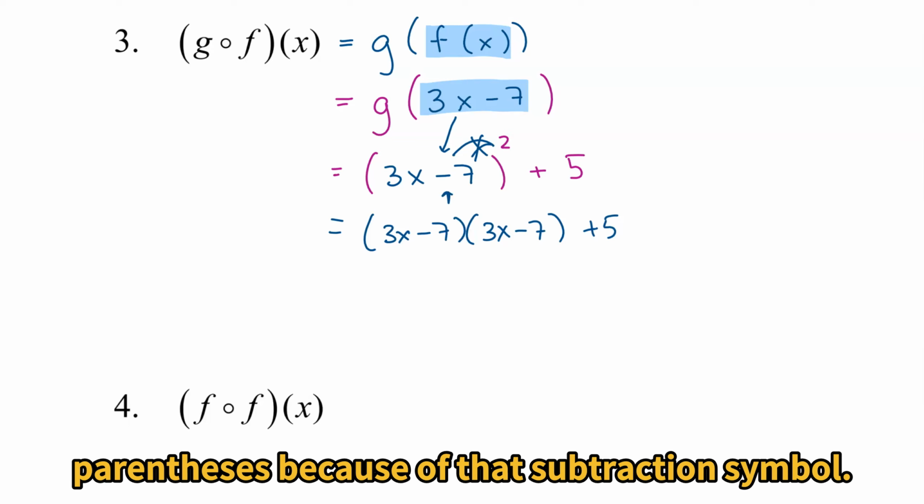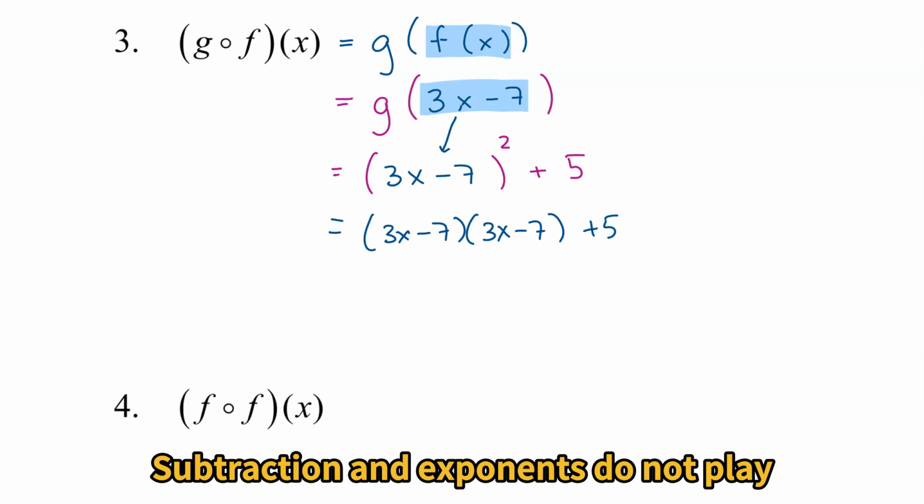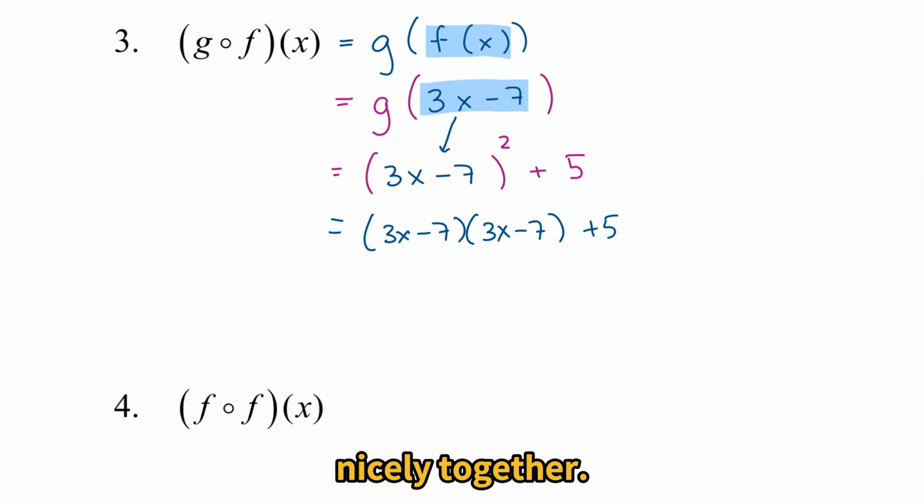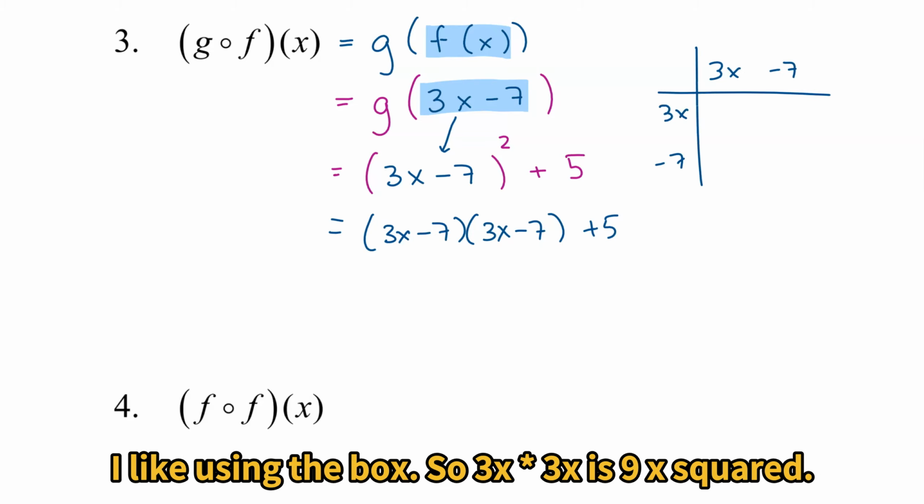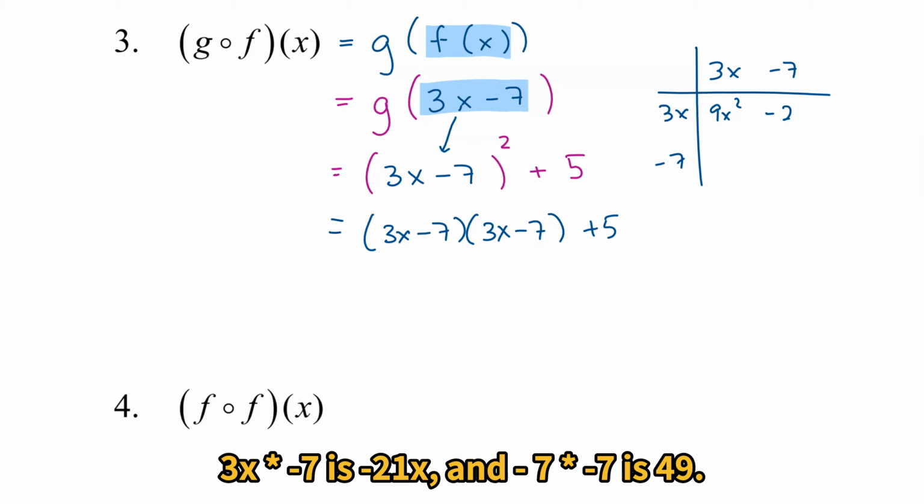Because of that subtraction symbol, subtraction and exponents do not play nicely together. So we multiply out 3x minus 7 and 3x minus 7. I like using the box. So 3x times 3x is 9x squared. 3x times negative 7 is negative 21x. And negative 7 times negative 7 is 49.